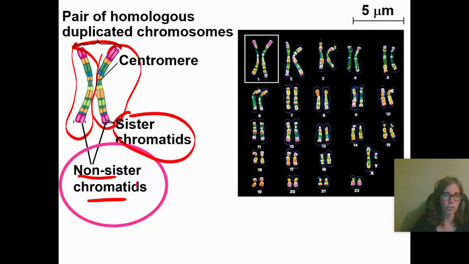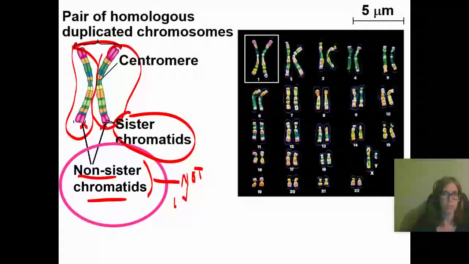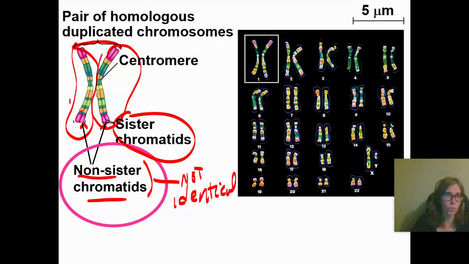Non-sister chromatids are also something that you need to know. Non-sister chromatids would be one of the individual little chromatids, but they would be one from each homologous pair. So non-sister chromatids are going to be not identical. Again, if this one codes for blue eyes, maybe that one would code for brown eyes.